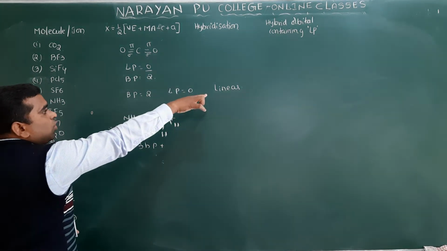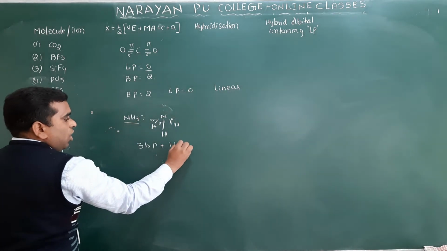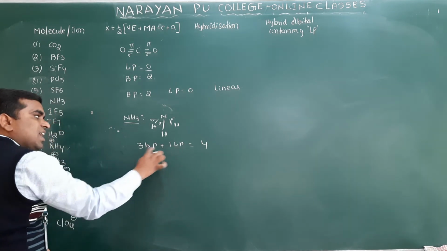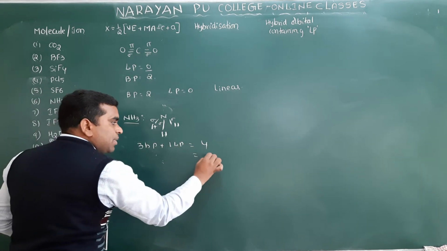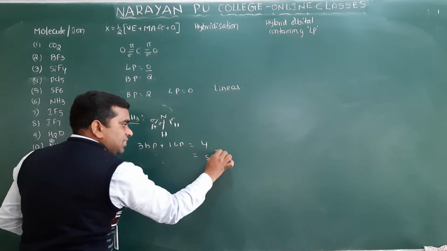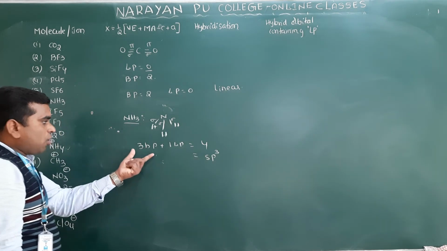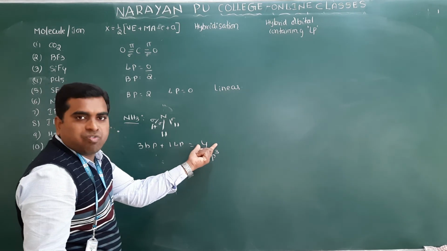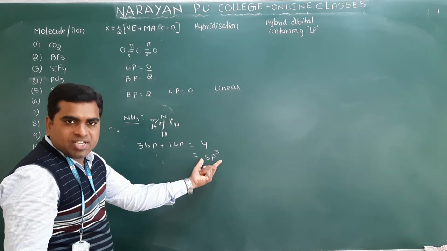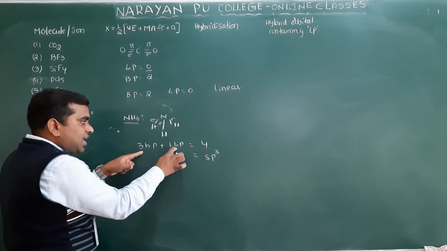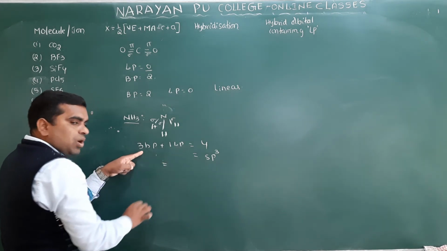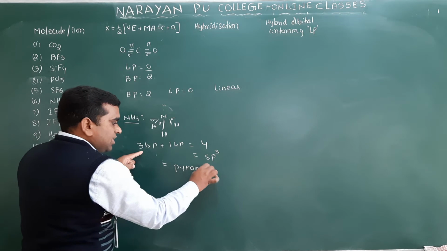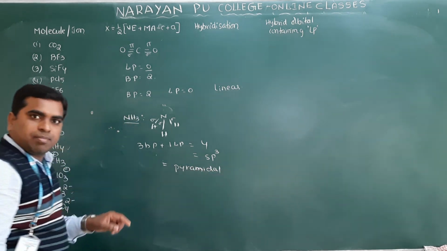We have calculated lone pairs for NH3. How many did we get? 1 lone pair. So 3 plus 1, total how much? 4. 4 means what is the hybridization? sp3. This is the hybridization. Number of bond pairs plus number of lone pairs is equal to the number of hybrid orbitals. That is the hybridization, sp3. If 3 bond pairs and 1 lone pair are there, what is the shape of that molecule? I have given it already. In this way you have to calculate.